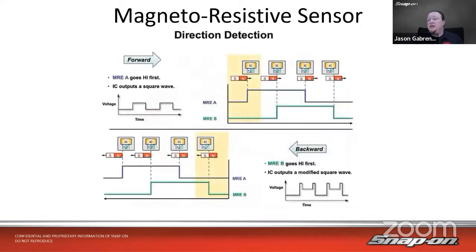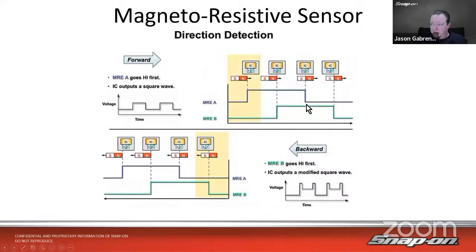The other thing that we can do with a magnetoresistive sensor is it can also tell what direction the wheels are going. Are they going forward or are they going backward? Because the north and south poles will hit A and B differently. So the north pole hits A first, and then the north pole hits B.